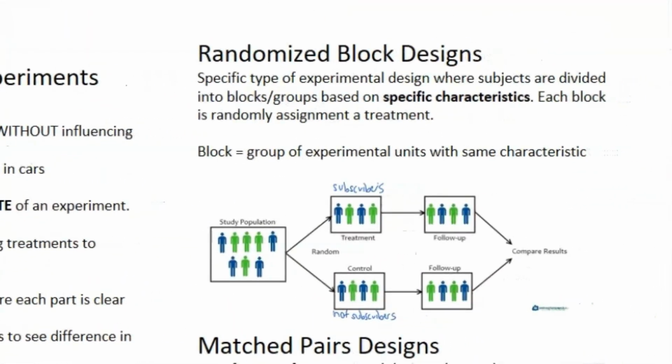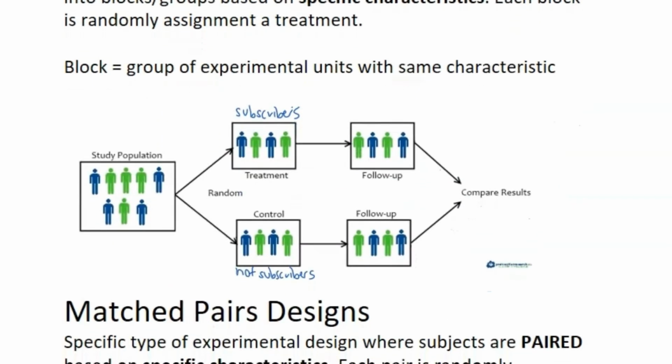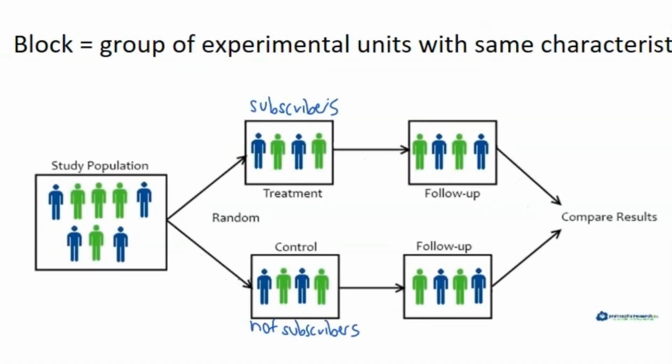So we're going to finish off with the randomized block design. A randomized block design is a specific type of experimental design where subjects are divided into blocks or groups based on specific characteristics. So it's kind of like the stratified random sample. And each block is randomly assigned a treatment. A block is just a group of experimental units with the same characteristic. So here we have a similar study population.